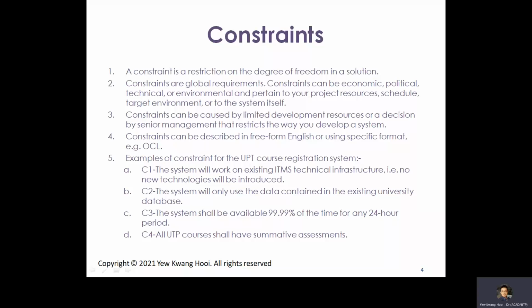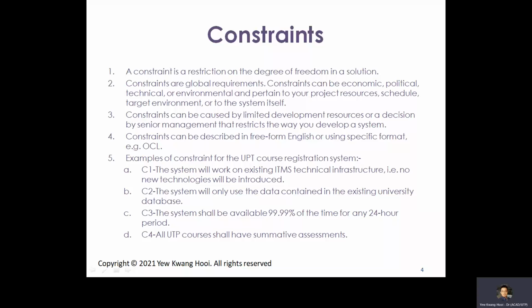There are some examples of constraints, such as: the system that we build must work with existing infrastructure of the company. There shall be no new technologies introduced. That is a constraint. Is it quality? No. Is it what the system does? No. It's a constraint.